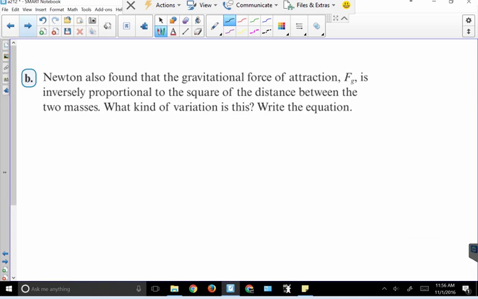So, now it says that Newton also found that the gravitational force of attraction F sub g is inversely proportional. Inversely proportional. So I'm going to have a what going on there? Division. Okay. So I know that F of g is going to be equal to K over something. I know it's going to be there because I've seen that word inversely proportional. Inversely proportional to the square of the distance. Okay? Well, that would be d squared, correct? Distance is squared. Square of the distance.